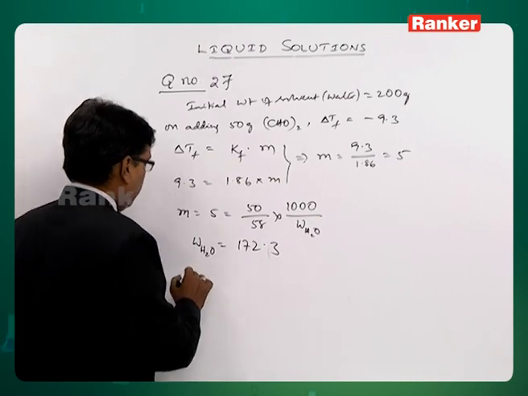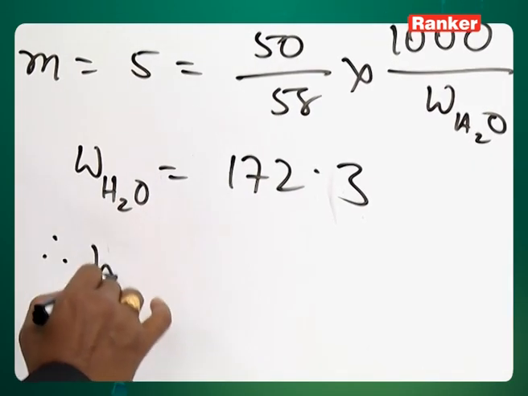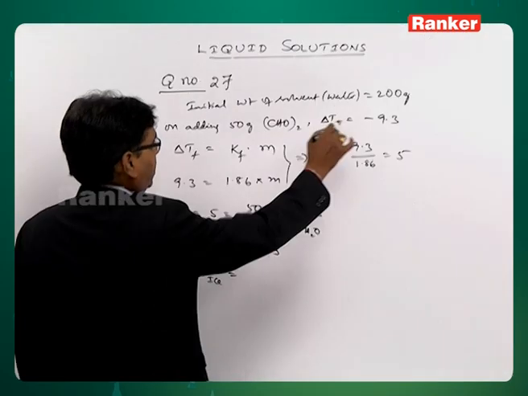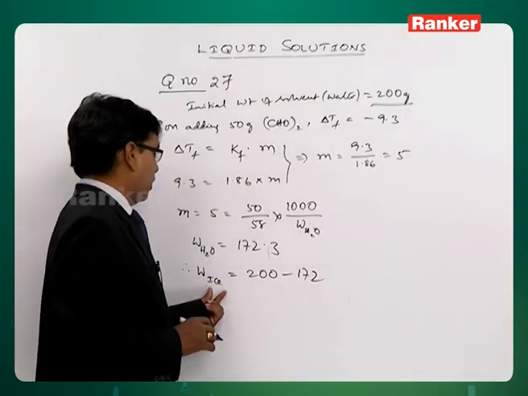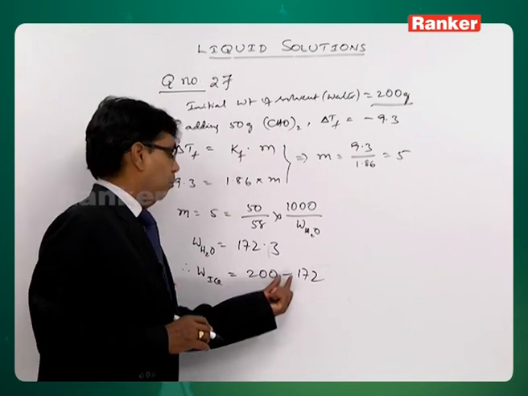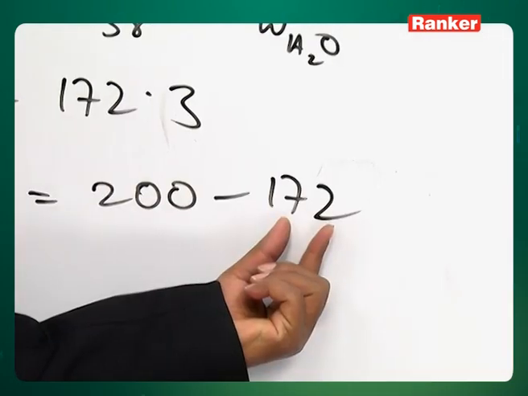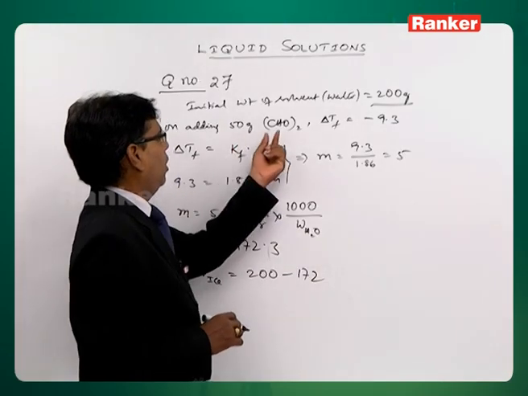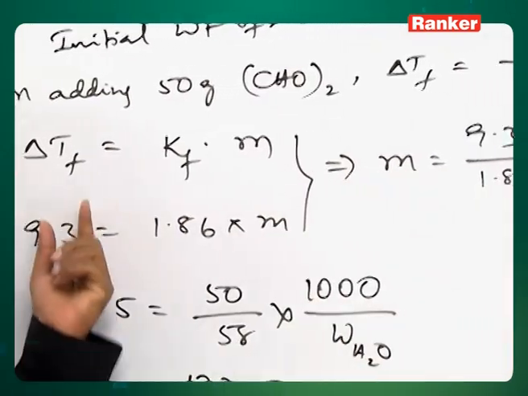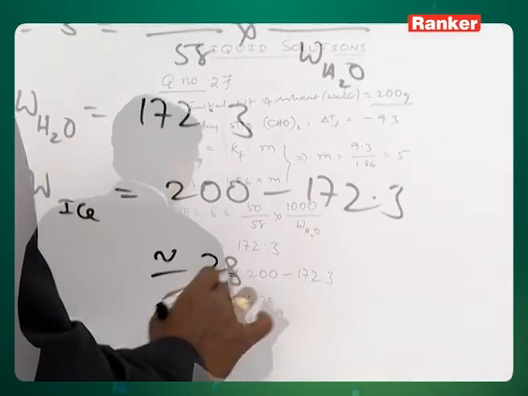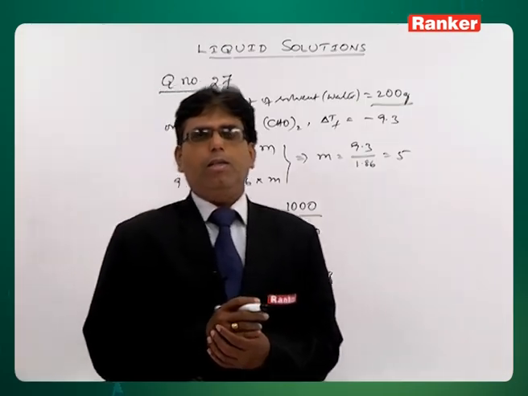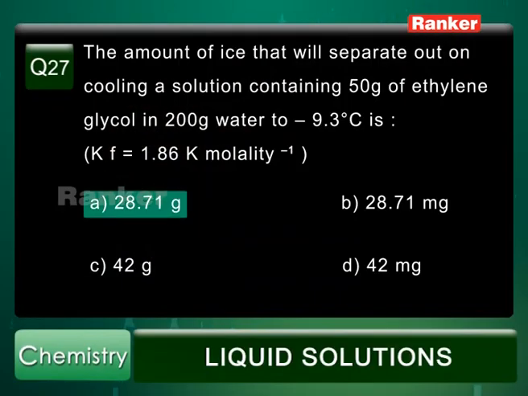So, that means the weight of ice that is separated out is equal to the initial weight of the water, that is 200, minus 172. The weight of ice separated out is equal to the initial weight of water minus the weight of water obtained after adding ethylene glycol at whatever temperature it is cooled to. From this, what we get is 172.3. If you do this, it comes out to approximately 28 grams, nearly the weight of ice that separates out. So, the nearest answer here is option A, that is 28.71 grams. So, the correct answer is option A.